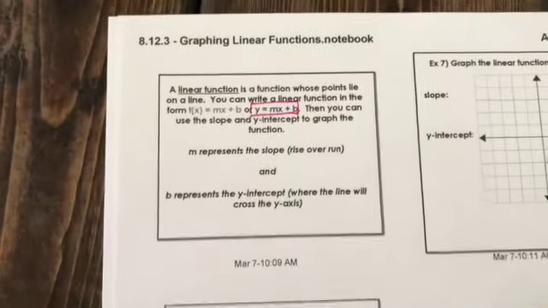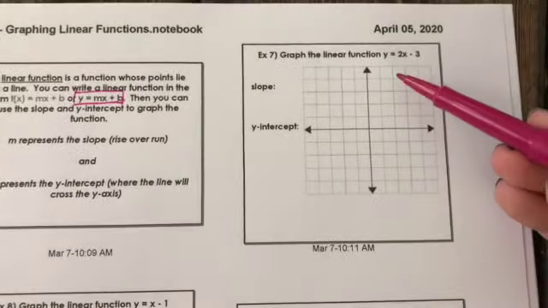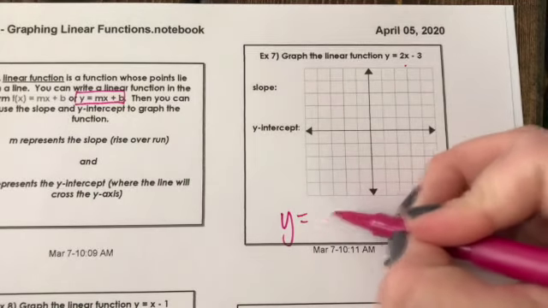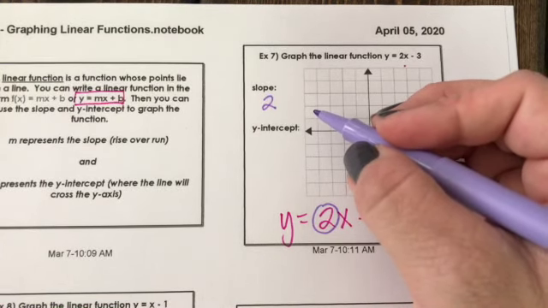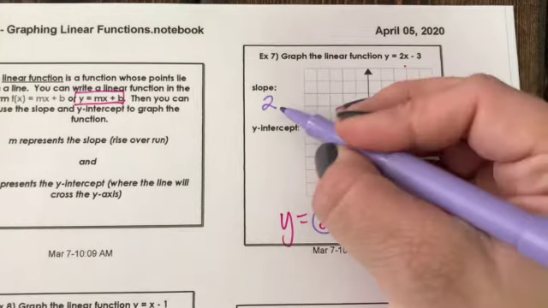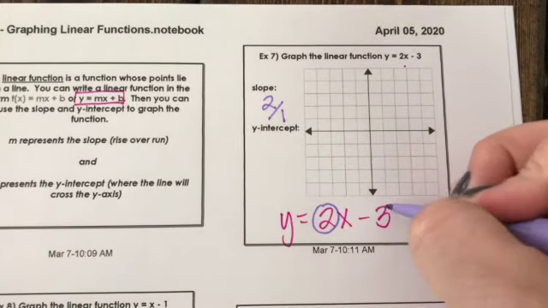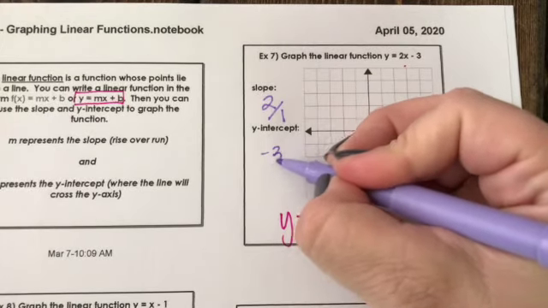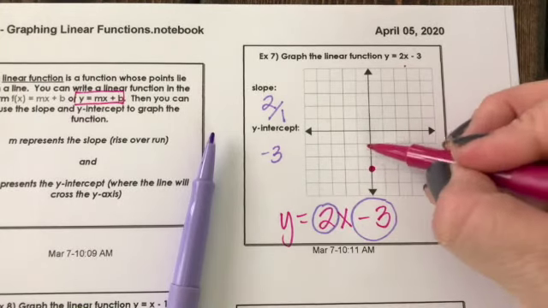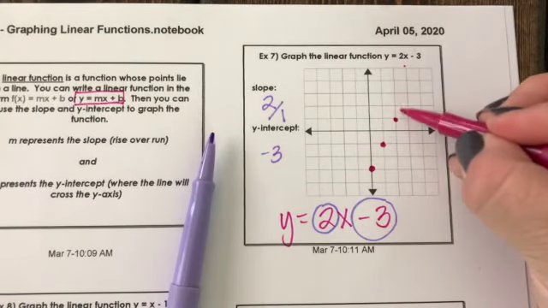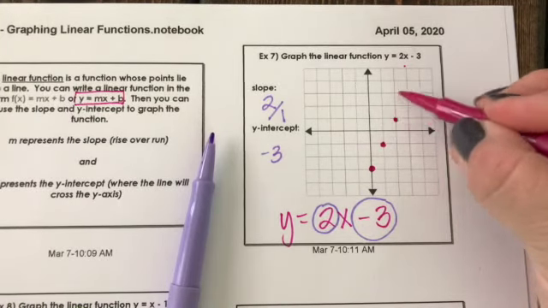I'm trying to raise this up so I stop hitting it with my hand. Okay, so let's look at this one. The function is y equals 2x, I'm going to write it down here, minus 3. Okay, so the slope is always the number that comes in front of x, so that's 2. Okay, and I want my slope to be a fraction, so I make it 2 over 1. And then the y-intercept is this number right here, so that's -3. So I'm going to start my line at -3, and then my slope is rise 2, run 1, rise 2, run 1, rise 2, run 1. I'm going to connect them with a straight line, and that's it.